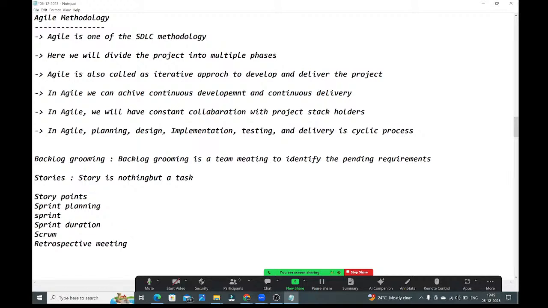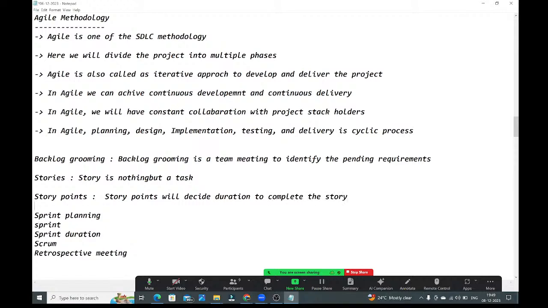Okay, story points, guys. Story points will decide the duration to complete the story.